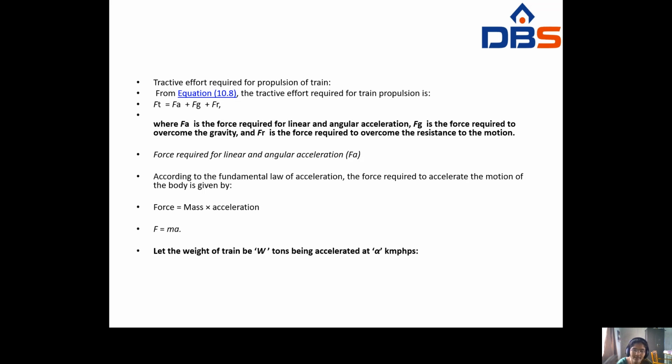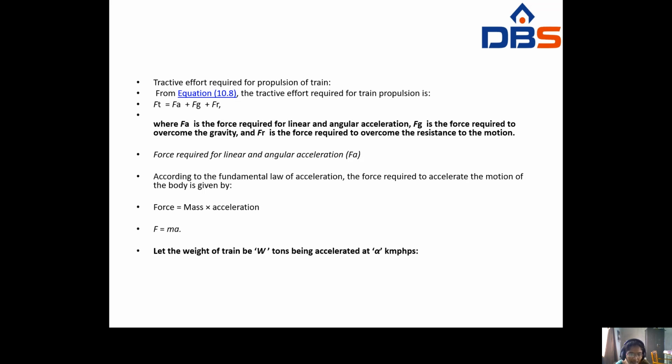Now let us discuss the first one, the force required for linear and angular acceleration, Fa. According to the fundamental law of acceleration, the force required to accelerate the motion of a body is given by force equal to mass into acceleration, that is, F equal to ma.